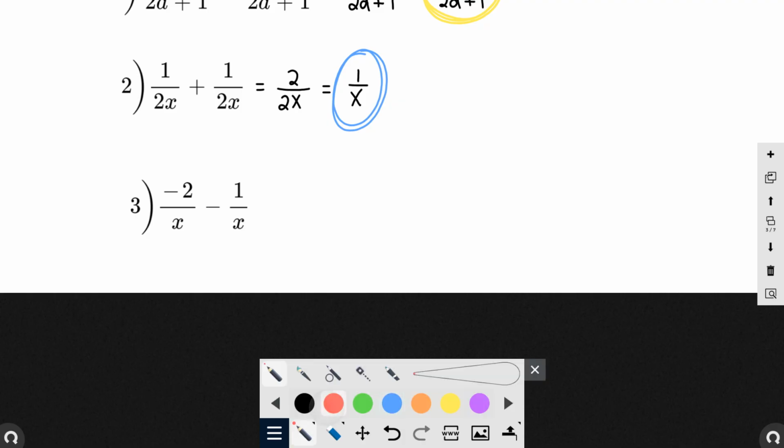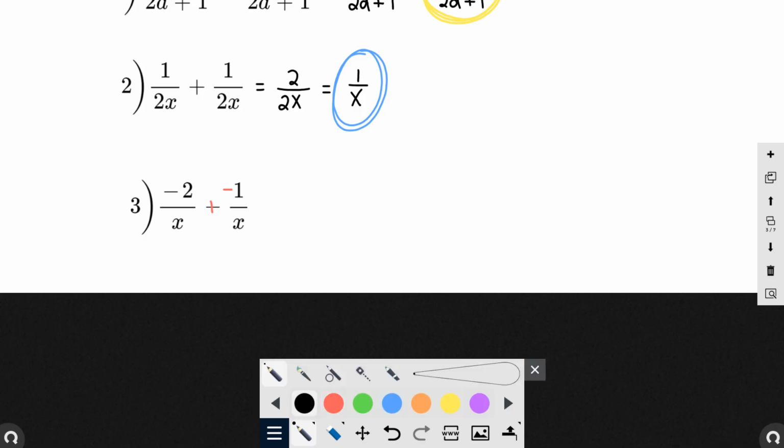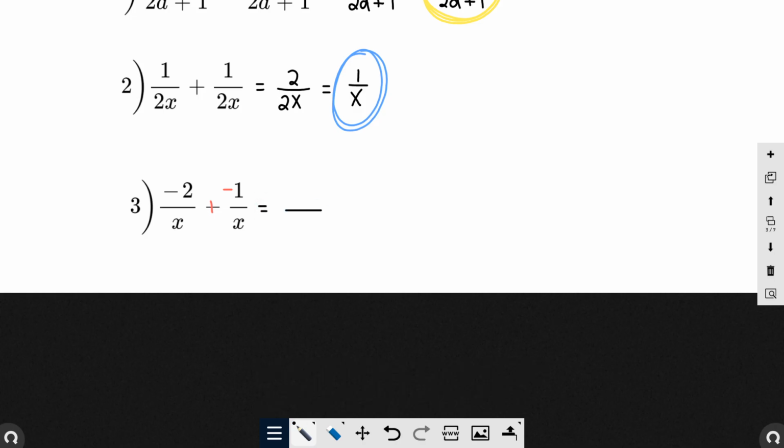So grab your colored pencil, whatever color it may be, and let's change it. I can change this subtraction to an addition, but if I do that, it's going to change the numerator of that second fraction. Right? If I subtract something, that's the same as adding a negative. But you only change the numerator. Okay, now that that's changed, go back to your regular pencil. And now we can add those together.